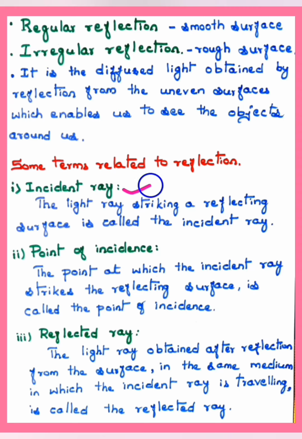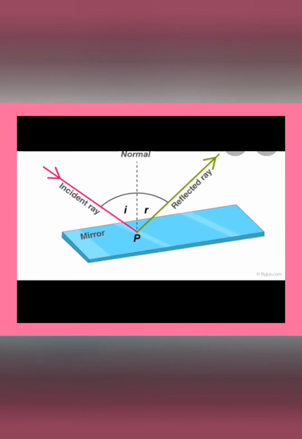Incident ray. The light ray striking a reflecting surface is called the incident ray. In this image we can observe the incident ray which falls on a smooth surface and which is reflected back like this. If you take this as A, AP is the incident ray. The ray which is incident on the reflecting surface is called the incident ray.